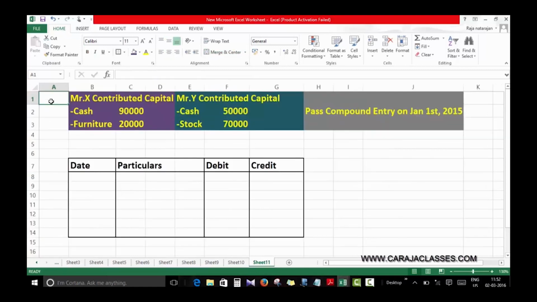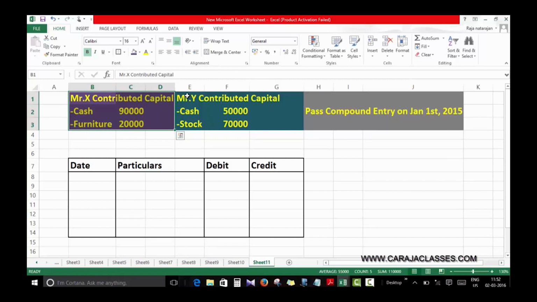So let us decide the debit and credit. If you look at Mr. X's contribution, he had contributed in the form of cash and furniture towards capital. We should always analyze what are the two accounts affected by this transaction. When he is contributing capital, yes, we understand that the capital account is one account that is affected, and the other account can be cash. So cash and capital is one transaction, furniture and capital is another transaction. So in this, you basically have two transactions.